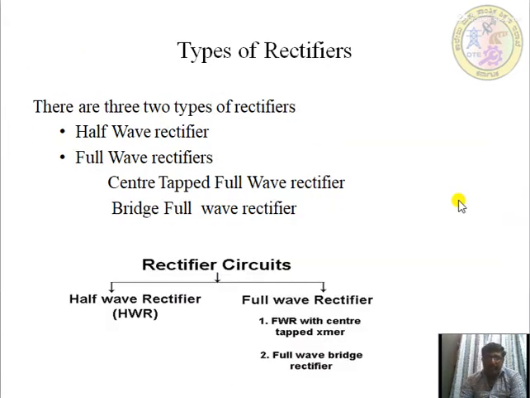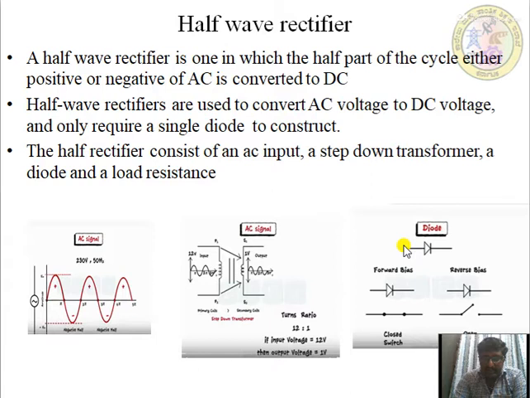Next, what are the types of rectifier? There are two types of rectifiers. Normally we have the half wave rectifier. Next, in the full wave rectifiers we have the center tapped full wave rectifier as well as the bridge full wave rectifier. So there are two types of rectifier: half wave rectifier, and full wave rectifier, which is once again either center tapped or a bridge rectifier.